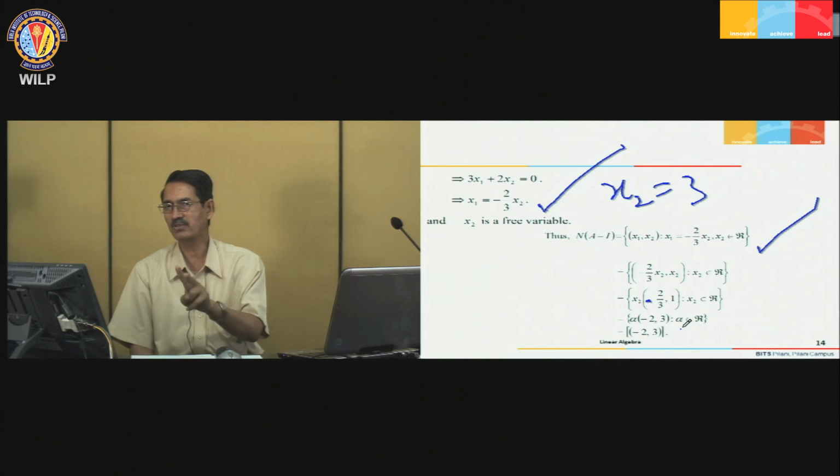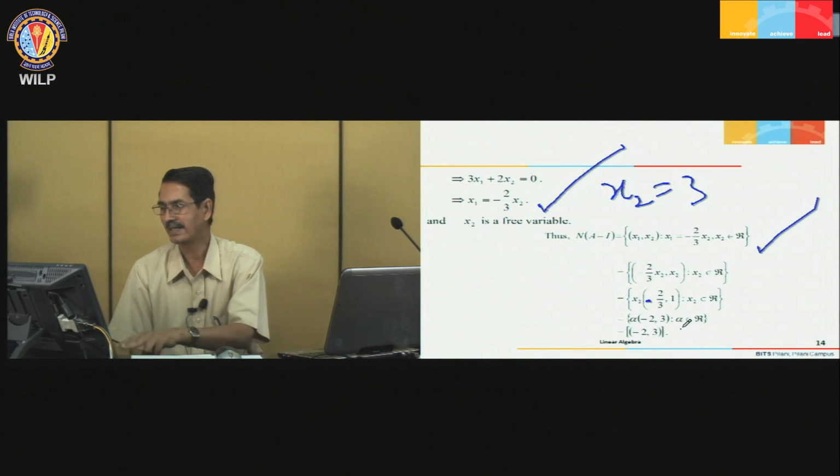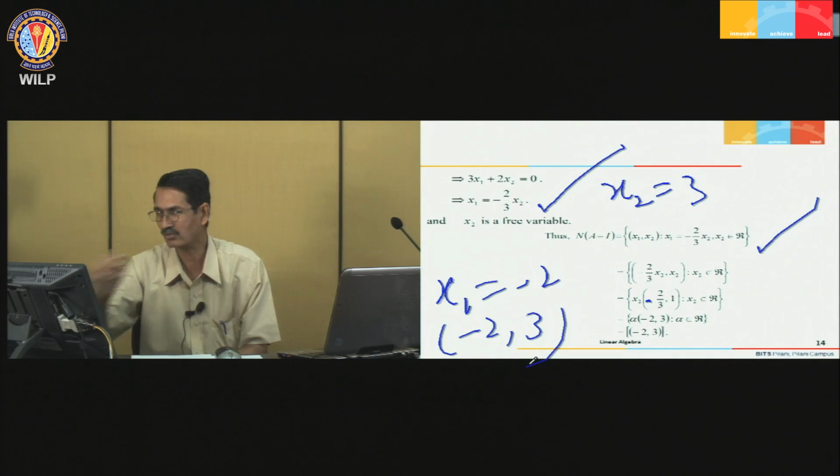Multiplied by x2 means what? The null space of A minus I is a scalar multiple of (minus 2 by 3, 1), and a scalar multiple of (minus 2 by 3, 1) is the same as a scalar multiple of (minus 2, 3), as I have told you. Seen here, substituting x2 equal to 3, we get x1 equal to minus 2. So, therefore, (minus 2, 3) is also a non-zero solution.